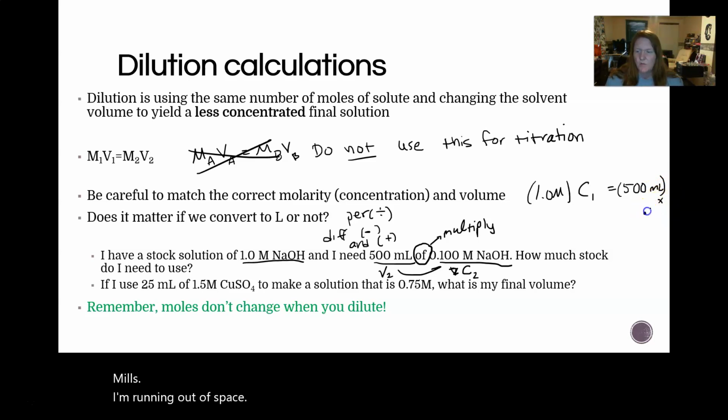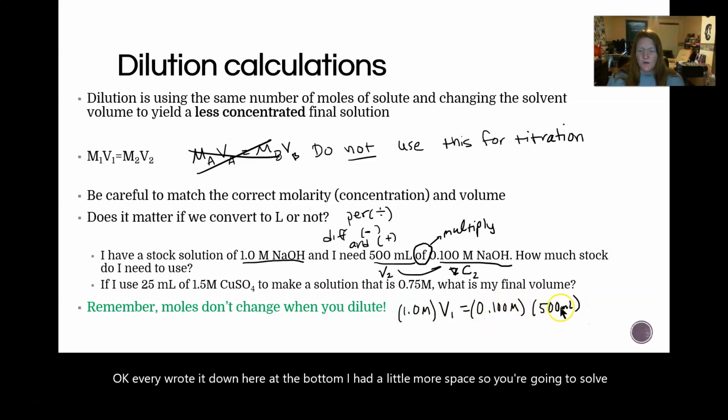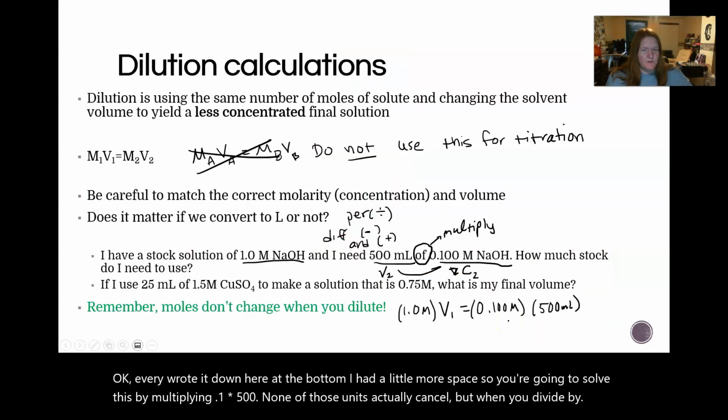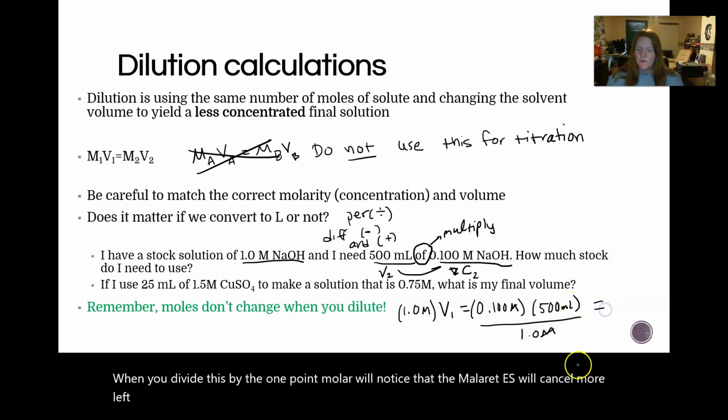Times 0.1 molar. Okay, so that actually goes up there. I rewrote it down here at the bottom where I had a little more space. So you're going to solve this by multiplying 0.1 times 500. None of those units actually cancel, but when you divide this by the 1.0 molar, we'll notice that the molarities will cancel and we're left with milliliters.